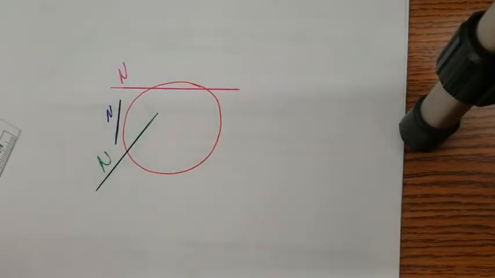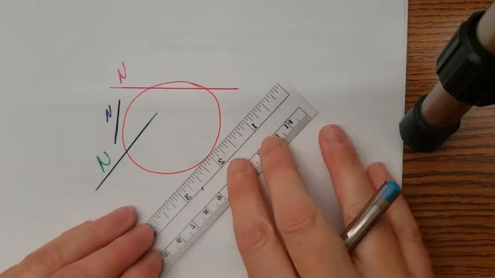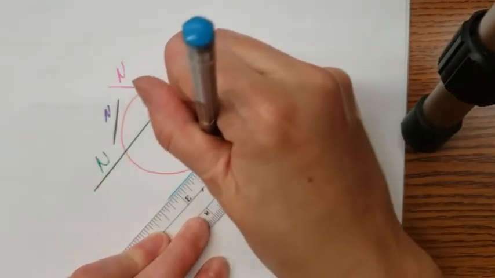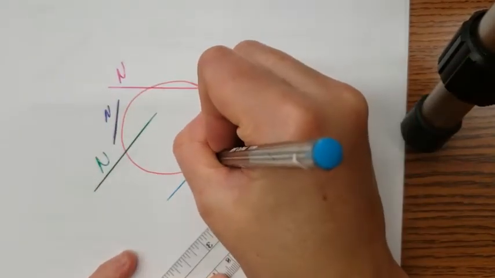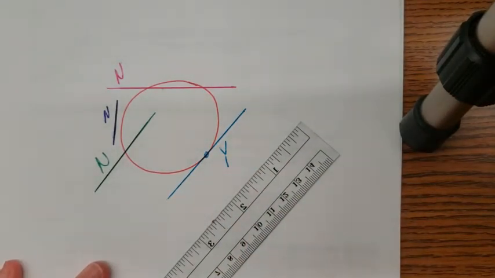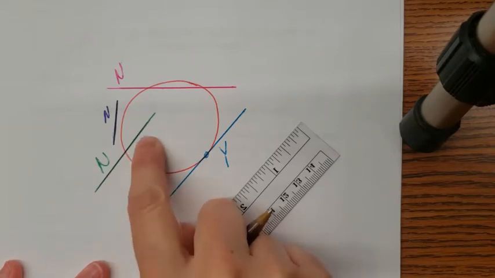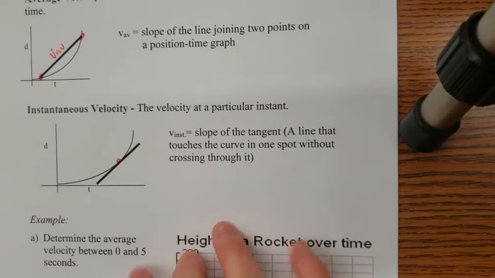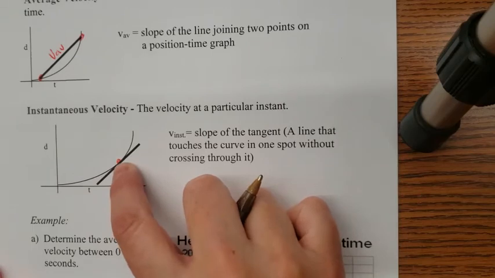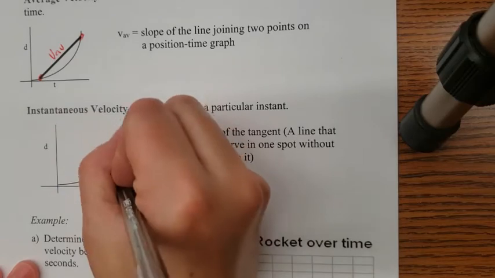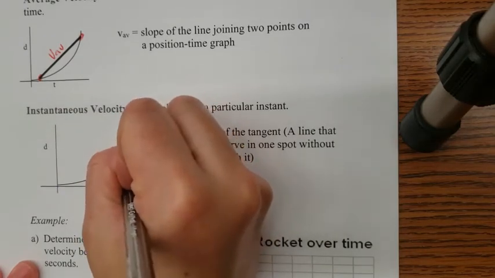A tangent would be if I put my ruler down and line it up so it only touches in the one spot. So if I draw my line like this, where it only touches here where I'm interested in, that is a tangent. So a tangent touches a line only in one spot without crossing through it. So that's a tangent, and then you simply find the slope of that line. So if I want the speed right here at this little red dot, I just find the slope of the line that touches that curve in one spot without crossing through it. So this is V instantaneous.